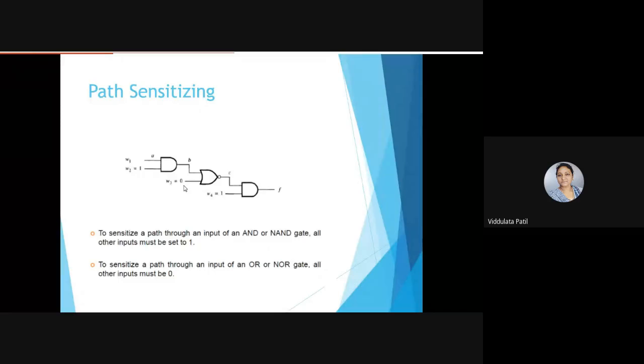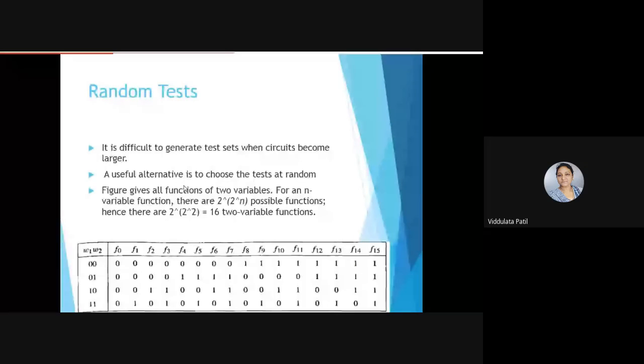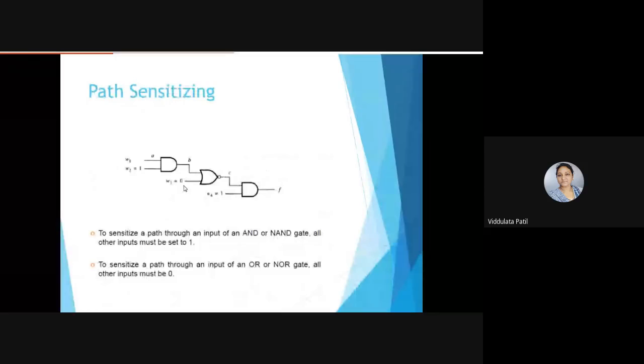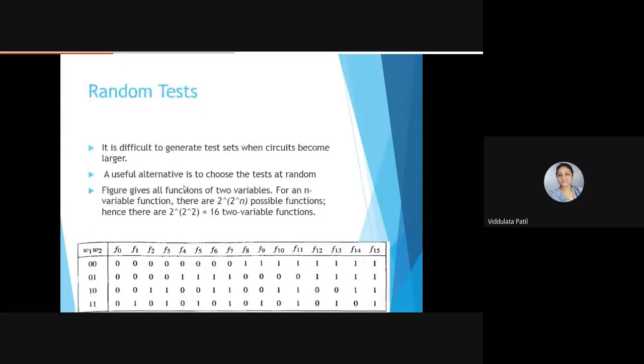This was the one method for testing of combinational logic circuits, that is path sensitizing. There is one more method for testing of this combinational logic circuit, and that is random testing. In this method we are choosing the tests at a random level. So what actually happens whenever we are generating a test set?